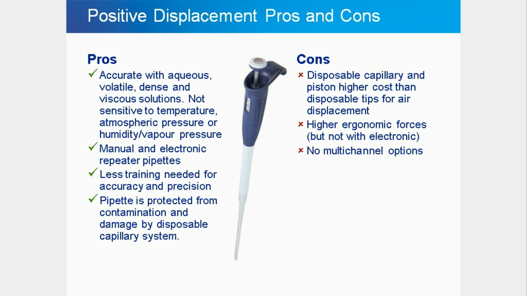This slide summarizes the benefits and disadvantages of the positive displacement pipette. Advantages of the positive displacement pipettes are: they are accurate with different types of liquids, even if the liquid is volatile or very dense and viscous. They are available as manual and electronic repeater pipettes. Less training is required to achieve accuracy and precision. The pipette is protected from contamination and damage by a disposable capillary system.